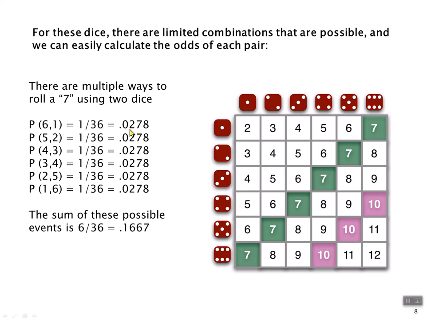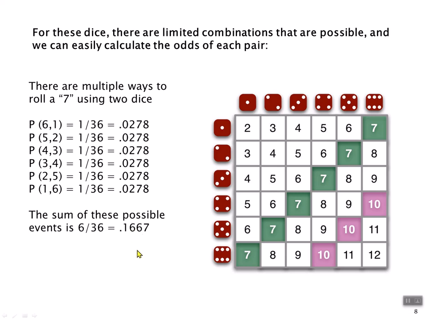So we have 6 different ways of getting a 7. Each one of these has the same probability of happening. You have one way in which you can roll a 6 and a 1. You have one way in which you can roll a 4 and a 3. One way in which you can roll a 3 and a 4, and so on. So you take all of those independent probabilities, add them together, and that's the total number of ways that you can get a 7. So you have a 16.67% chance, or 1 out of 6 chance, of getting a 7.